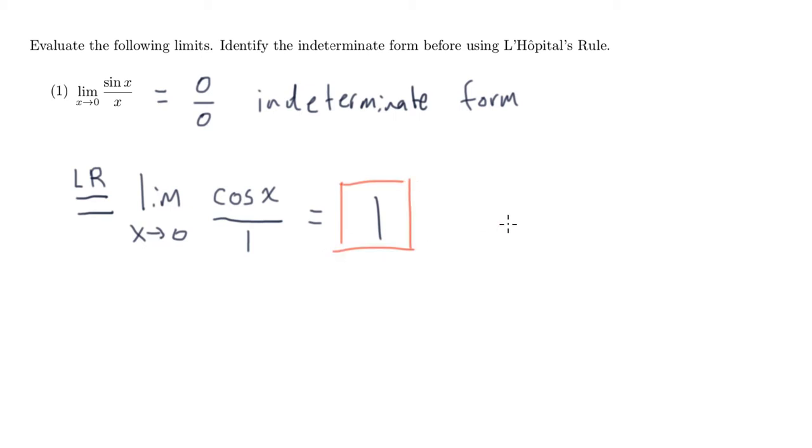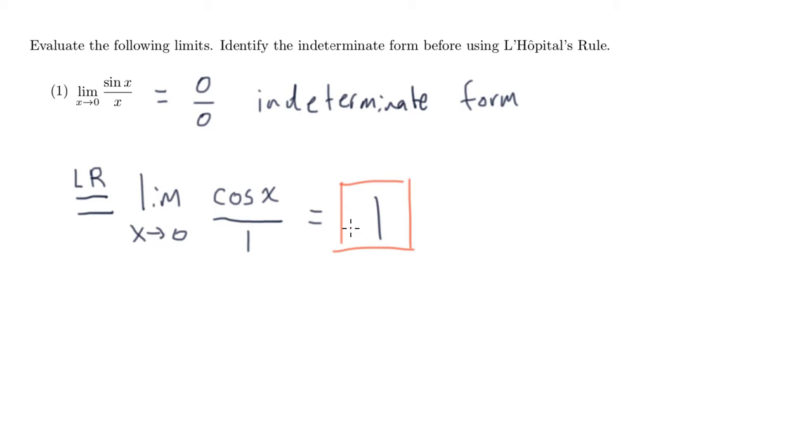So how easy is that? I get the indeterminate form. I actually just apply L'Hopital's rule, take the derivative of the numerator and the denominator, take the limit, and I get 1.